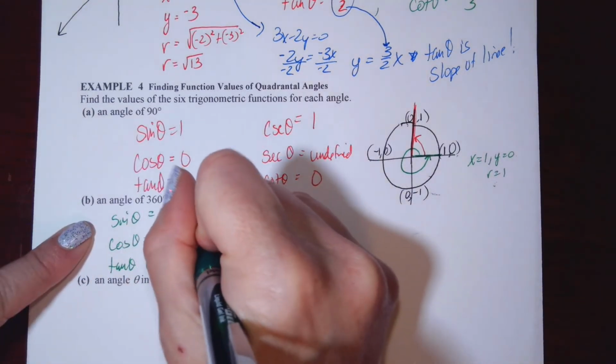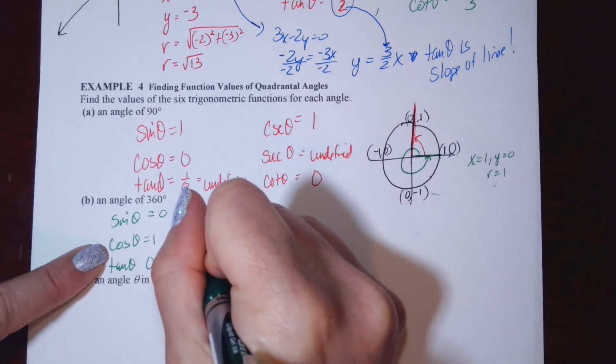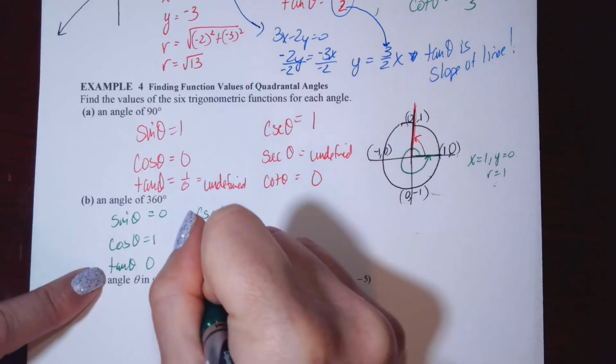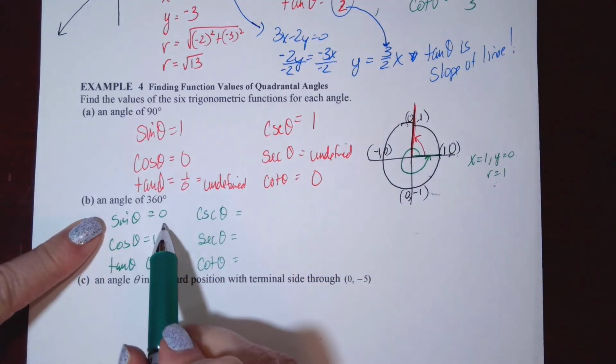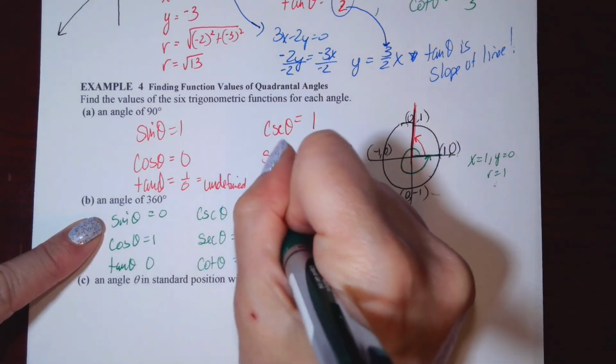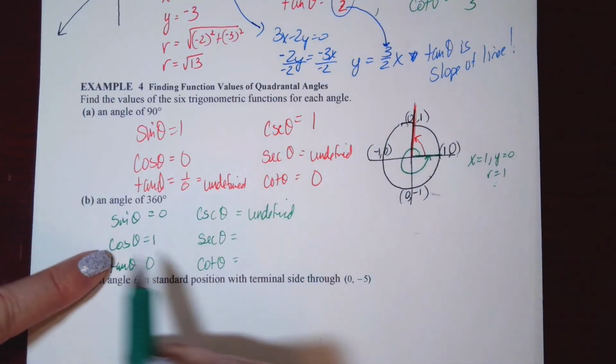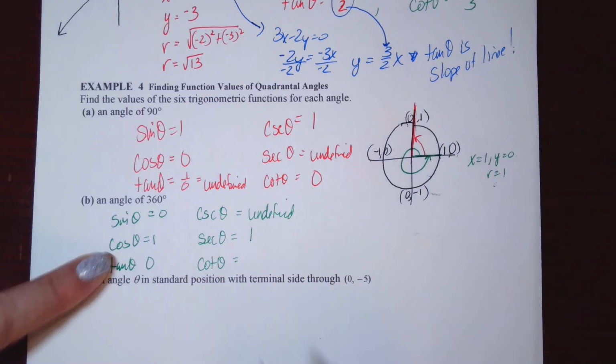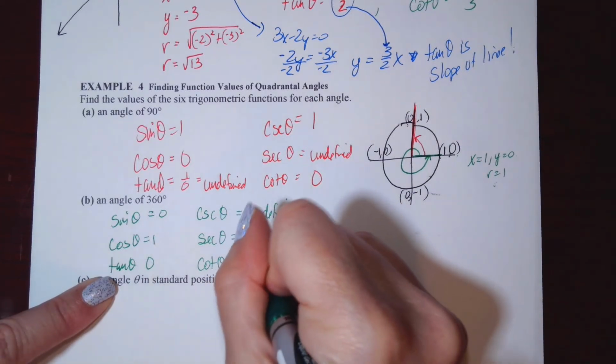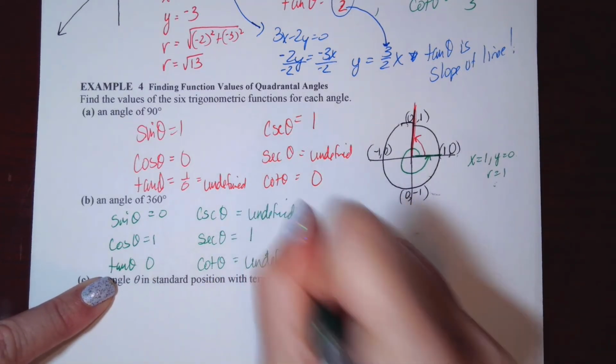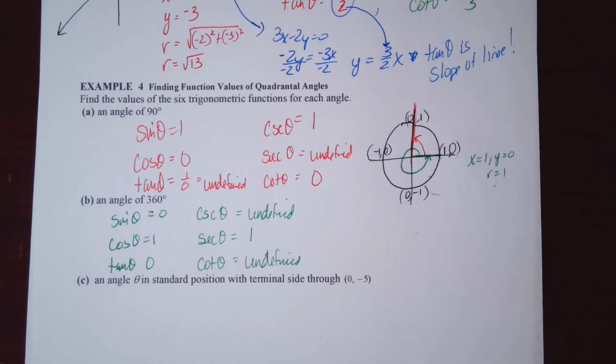And when I flip these to get the reciprocal function values, 0 goes to the denominator, that's undefined. 1, the reciprocal of 1 is just 1. The reciprocal of 0 is undefined. 0 goes into my denominator, that's undefined.